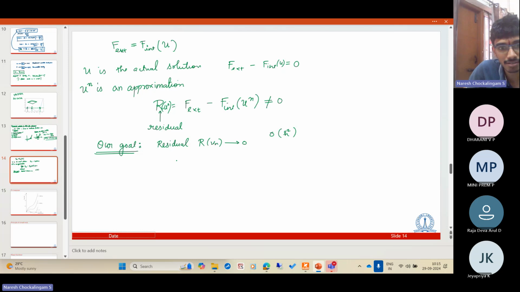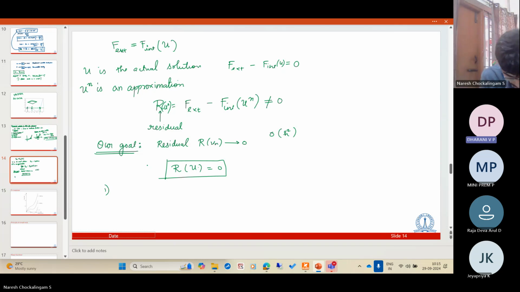So what is the equation we want to solve? We want to solve r of u equal to 0, not r of un equal to 0. We want to solve r of u equal to 0, where r is the residual. Now let us set up a Newton-Raphson scheme. What is the first step in Newton-Raphson? We have to write the equation r of u equal to 0. Then we have to find out a root. No, before that, while solving the problem, what do we need?